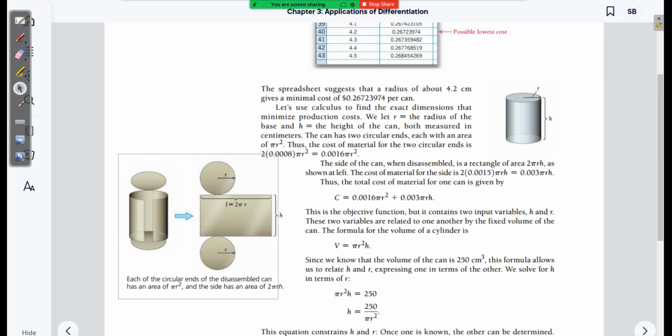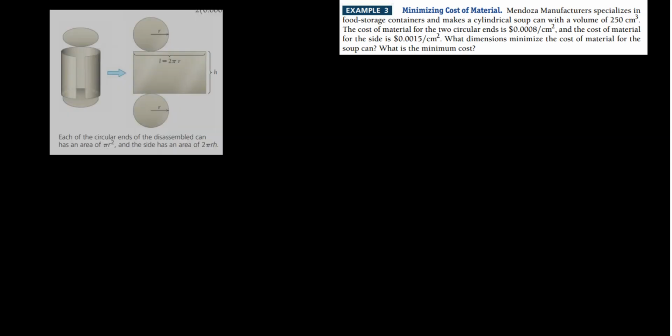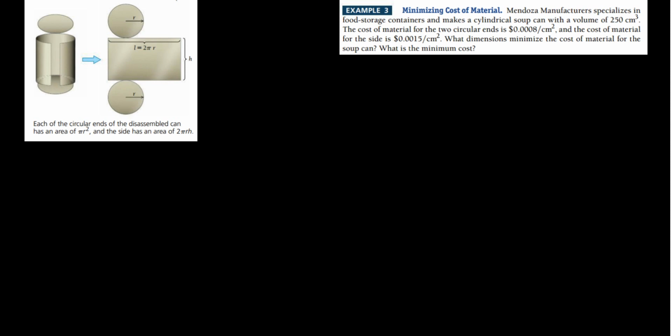Here we're going to snip the can. This is important. Reading the example, it says Mendoza manufacturers specialize in food storage containers and makes a cylindrical soup can with a volume of 250 cubic centimeters. The cost of material for the two circular ends is 0.008 cents per square centimeter, and the cost of material for the sides is 0.0015 per square centimeter. What dimensions minimize the cost of material for the soup can? What is the minimum cost?